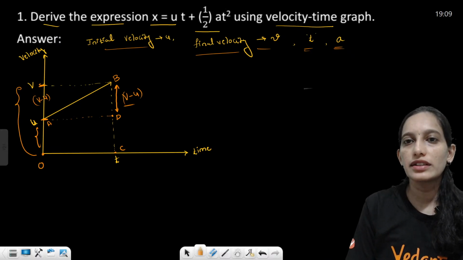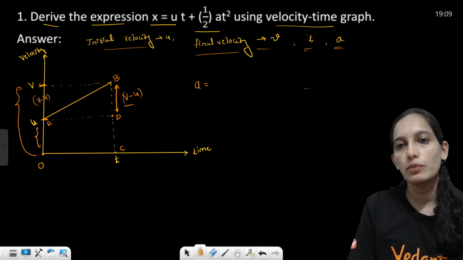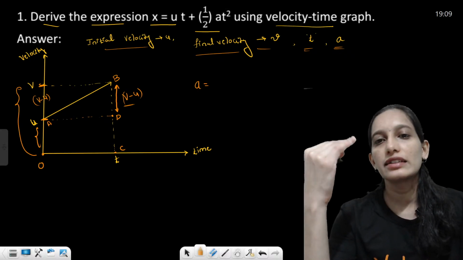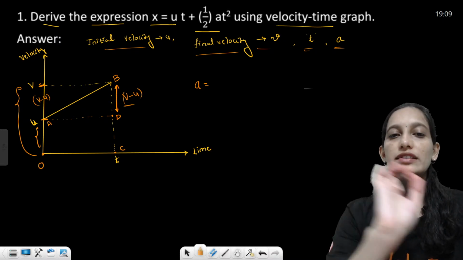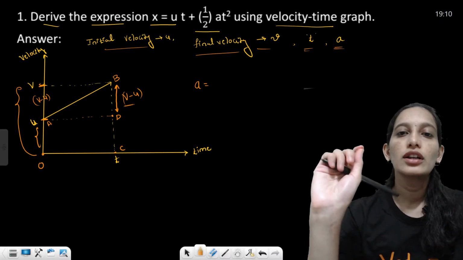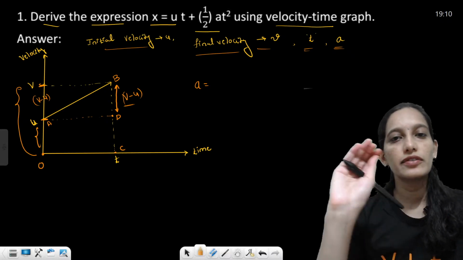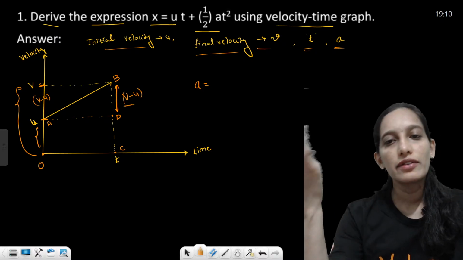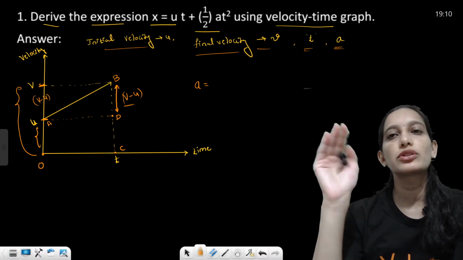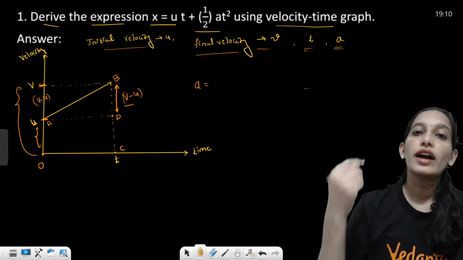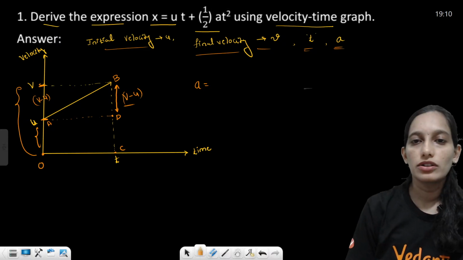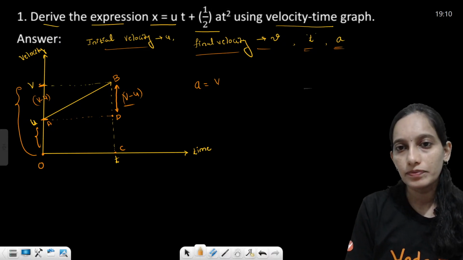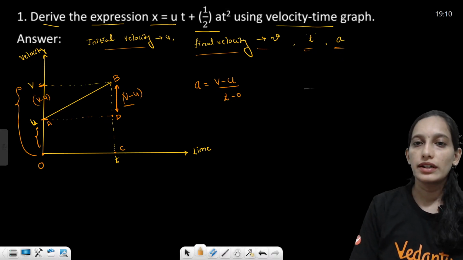One is, as this is a uniformly accelerated motion, the average acceleration will be equal to the given uniform acceleration, as the acceleration is constant throughout, correct? So the average acceleration itself will be equal to the normal acceleration a. Average acceleration we write as the change in velocity over the corresponding time interval, that is like v minus u by t minus 0, correct? So this is one way.